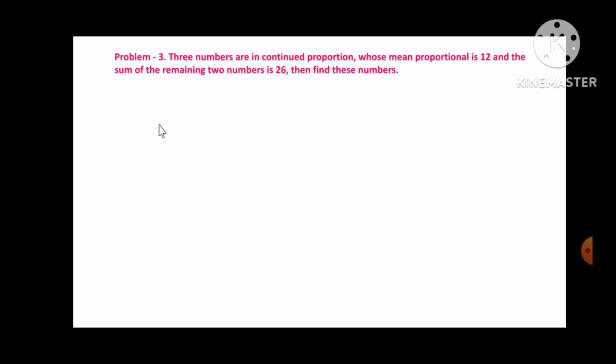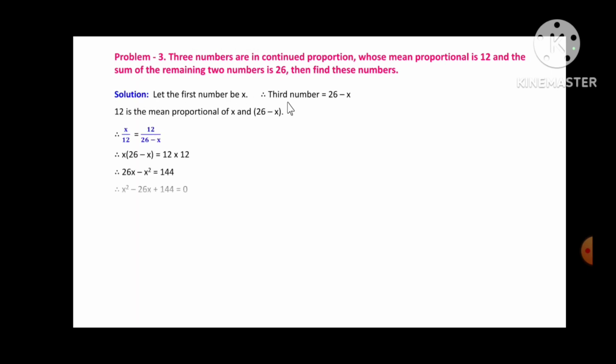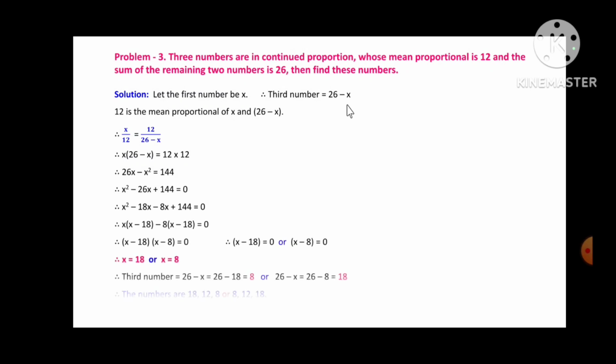Now problem number 3. Three numbers are in continued proportion whose mean proportional is 12 and the sum of the remaining two numbers is 26. Then find these numbers. Friends, here let the first number be x, then the third number is 26 minus x, because they have given the sum of the remaining two numbers is 26, which means the third number is 26 minus x. 12 is the mean proportion of x and 26 minus x. Therefore x upon 12 is equal to 12 upon 26 minus x.